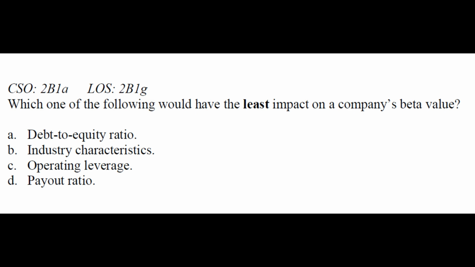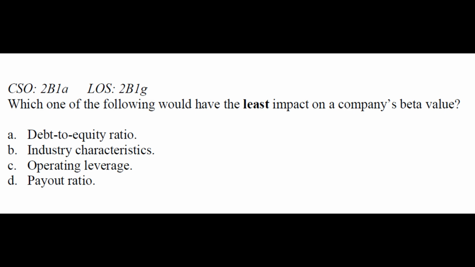Factors that increase the volatility of a company's earnings or cash flows relative to the market generally increase beta. These include financial leverage, debt, operating leverage, fixed costs, and industry characteristics, such as cyclicality and competition. In contrast, dividend or payout policy mainly concerns the distribution of earnings and has little direct effect on systematic risk. The question asks for the factor with the least impact on beta, requiring conceptual understanding rather than numerical calculation.